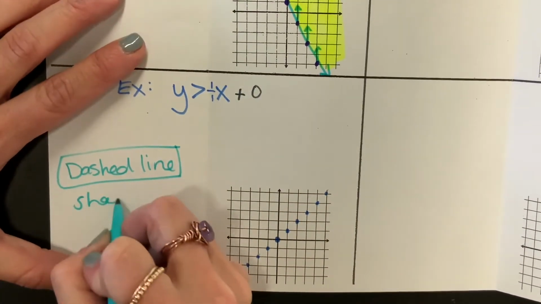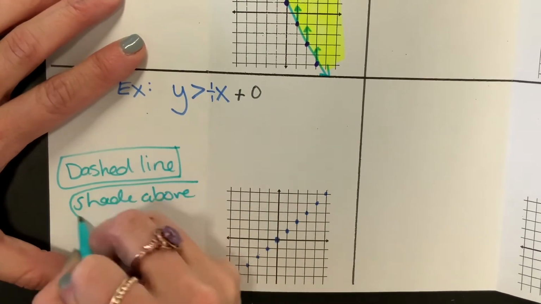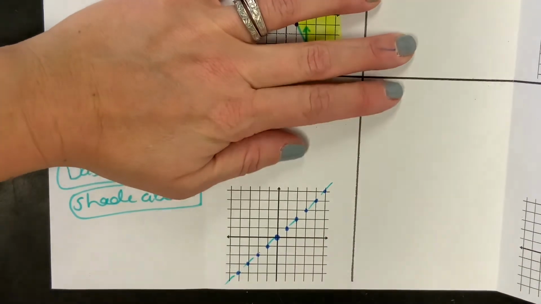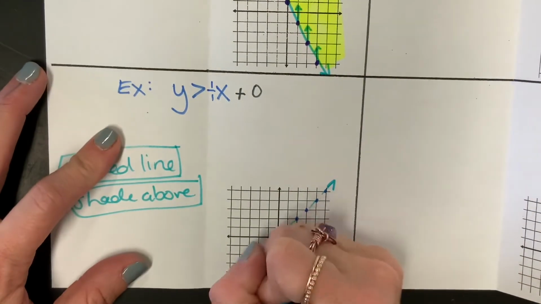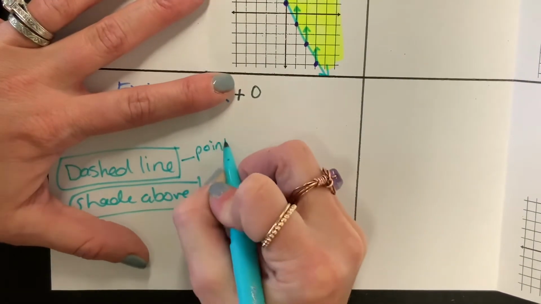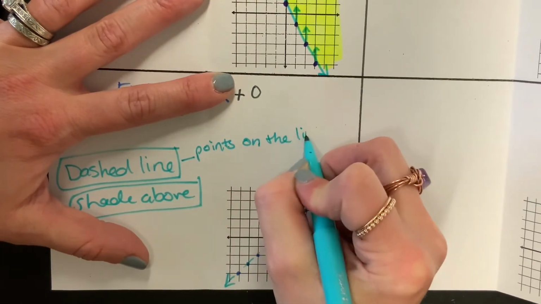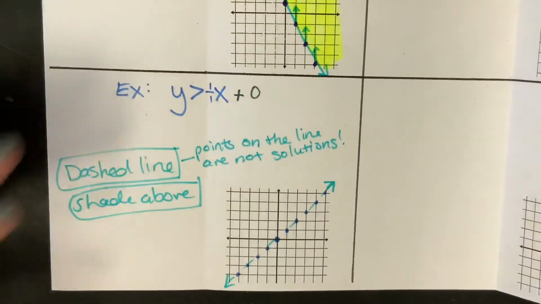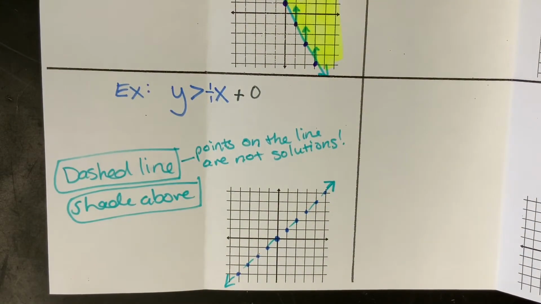And we're still going to shade above. So what I mean by a dashed line, she's just going to come through and just kind of like I said, dash it. Don't draw a solid line. That tells me that the solutions on the line are not included. The points on the line are not included. Maybe we should add that here. Points on the line are not solutions. That's what that means. Okay, and then we're going to shade above.